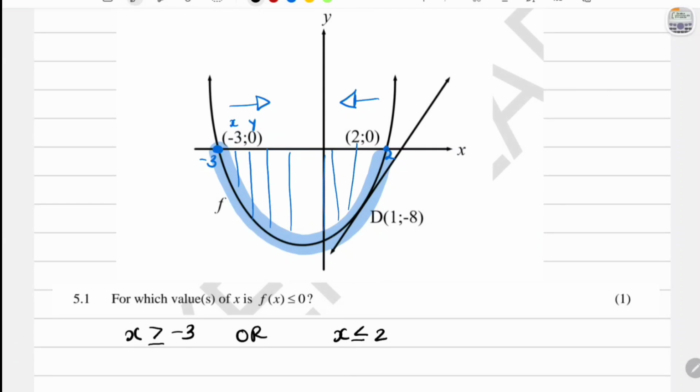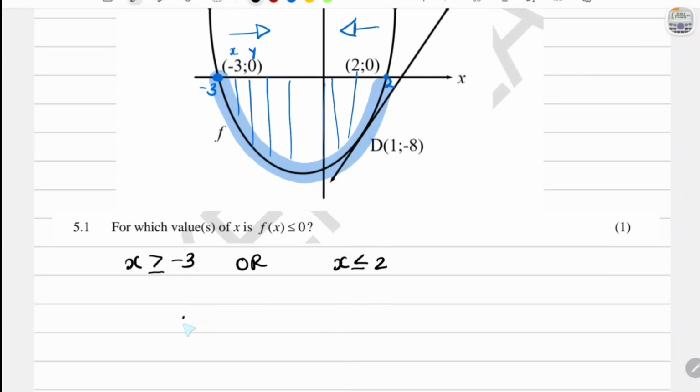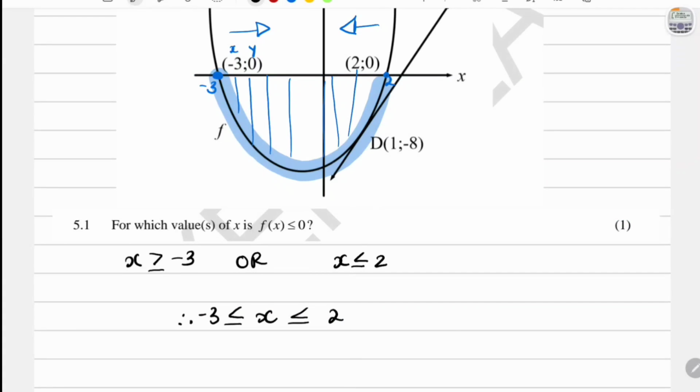So there is a relation, and so we can write it together. Therefore, if we're writing it together, remember, put x in the middle. The smaller number is here, -3. The bigger number is here. So as you can see, the inequality is facing the x, so x is greater than or equal to -3. Here the inequality is facing the 2, but less than or equal to 2. And that will be your answer, and that is for 1 mark.